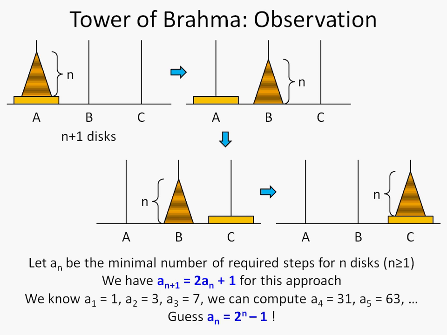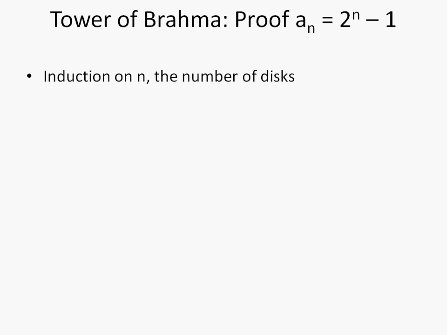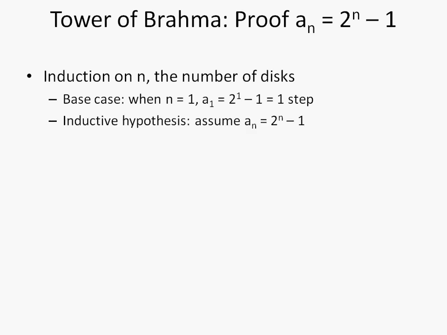So let's prove it. We do induction on n, the number of disks. The base case is n is 1, so a1 is 1 step. It is true. For the inductive hypothesis, we assume that an is 2 to the power of n minus 1. For the inductive step, we first want to prove that a(n+1) is smaller than or equal to 2 to the power of n plus 1 minus 1.